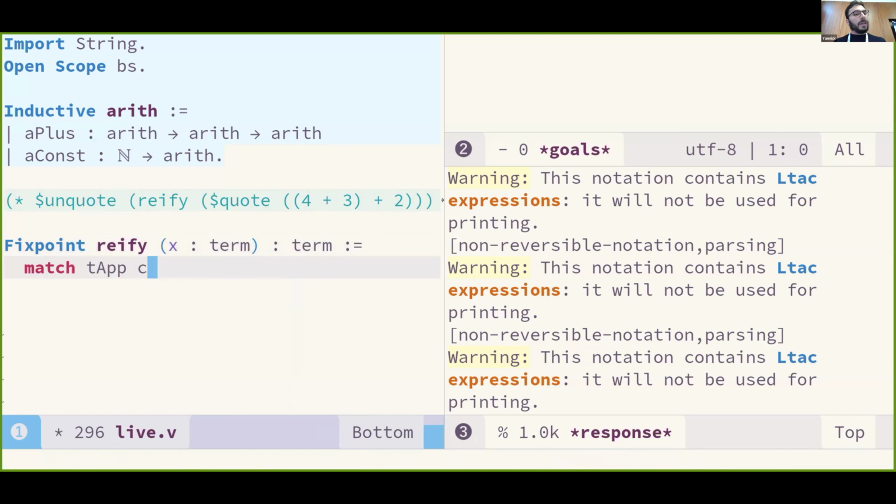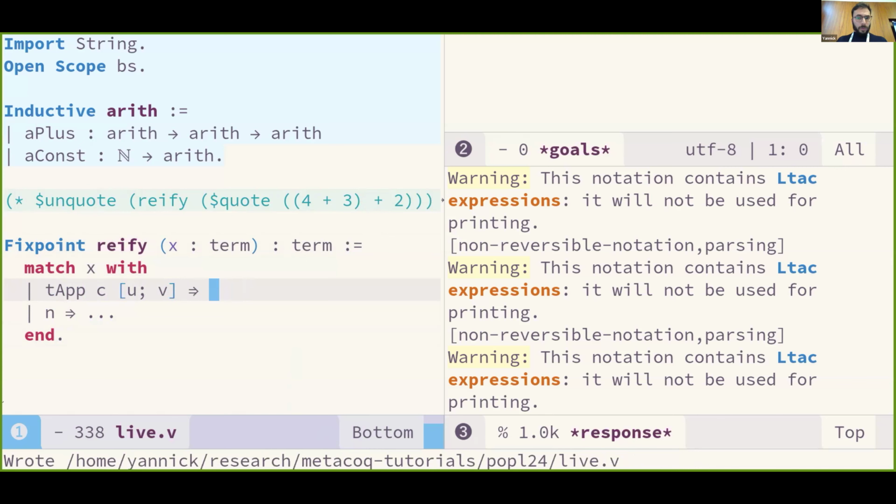Either we are seeing the application of something to two arguments, match x with, then we will have to do something. Or we are in another case, and we will have to do something. And more or less, we can assume that the other case is the case where we see a natural number, and this is the case where we have to figure out whether it's plus or not. Let's assume that.